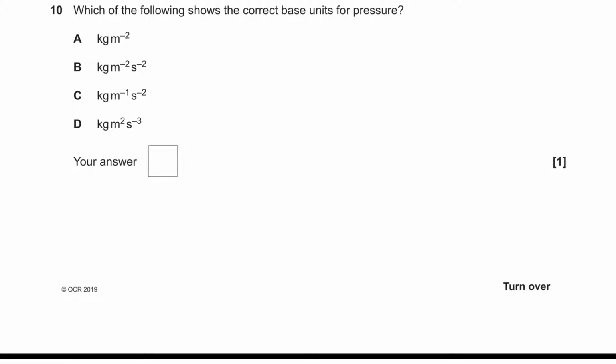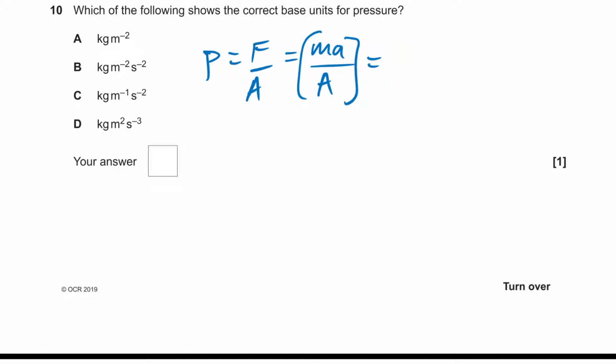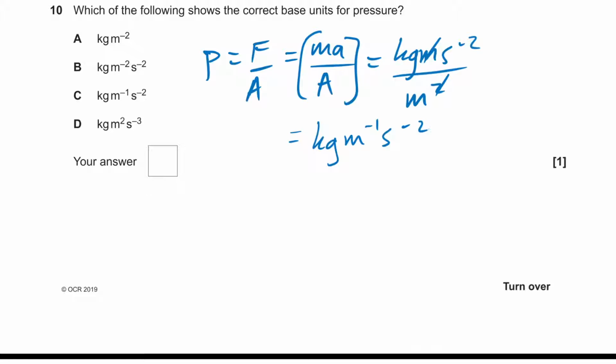10, which of the following shows the correct unit for pressure? Pressure is equal to force divided by area. Force is equal to mass times acceleration, and that's divided by area. So the units of that is equal to kilogram meters per second squared divided by meters squared. Therefore, one of these m's cancels. So that gives us kilograms, meters to the -1, seconds to the -2. So the answer is C.